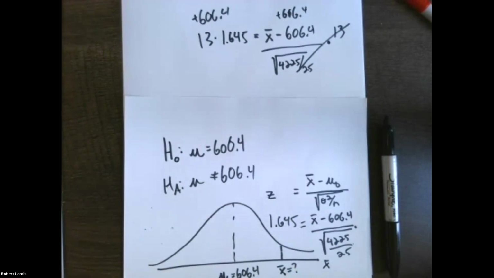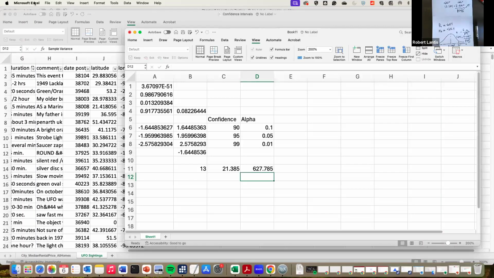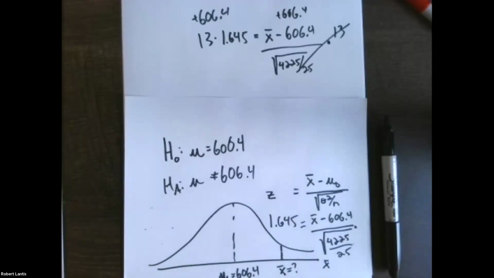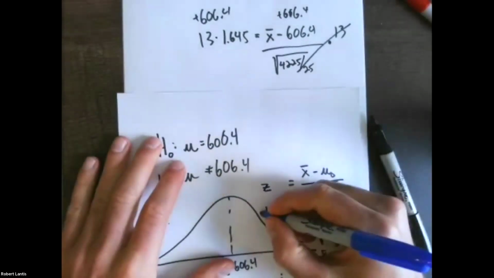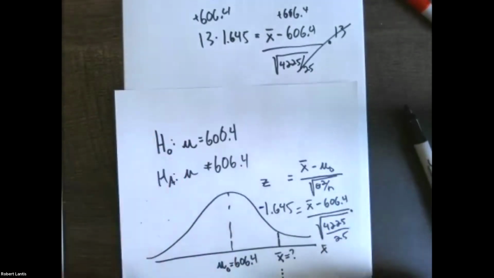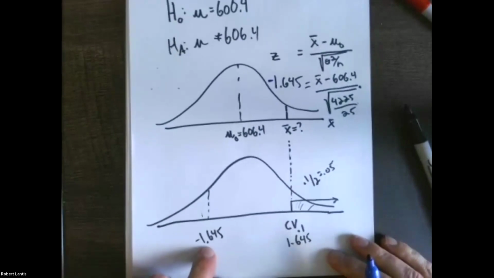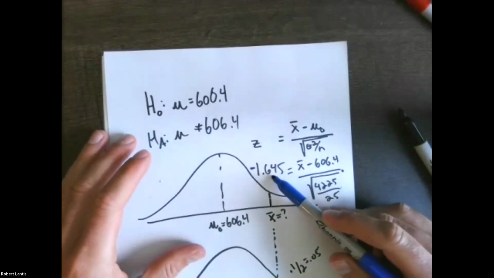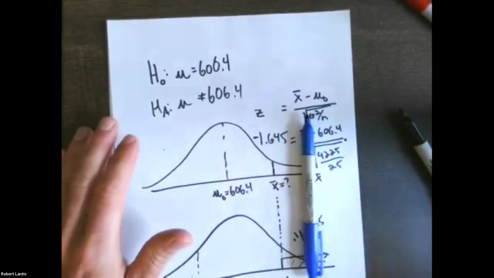Oh, actually, sorry. I thought I double clicked this. I'll take that value I had before, add 606.4 to it. That gives me the 627. That's going to be the first sample mean I'll start rejecting the null at. And it could have been a very similar thing, but instead I would have been using my negative critical value, right? Well, it's the exact same process. The only difference is there's going to be a negative sign on that 1.645.